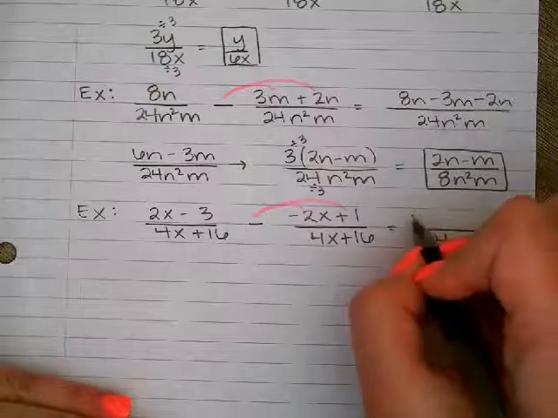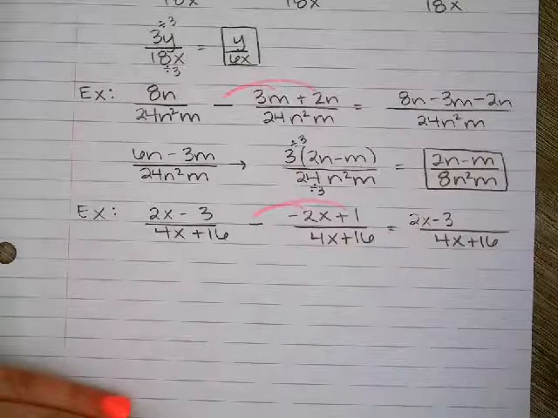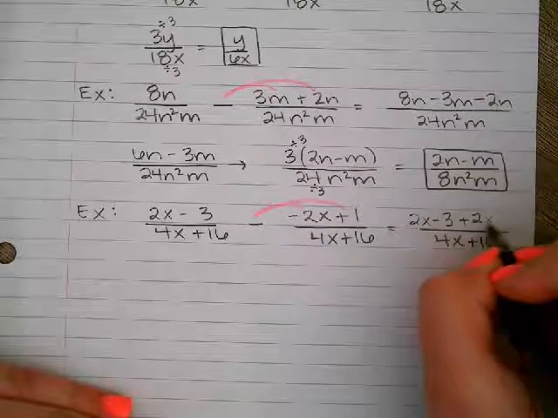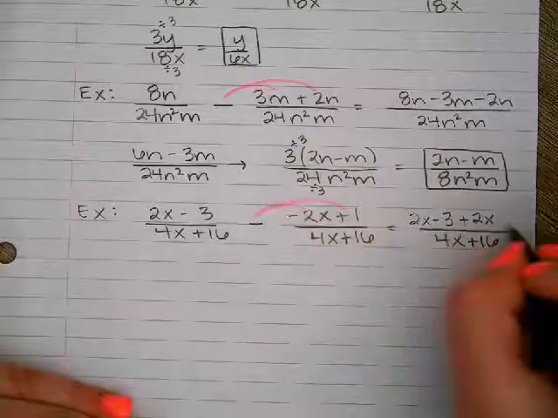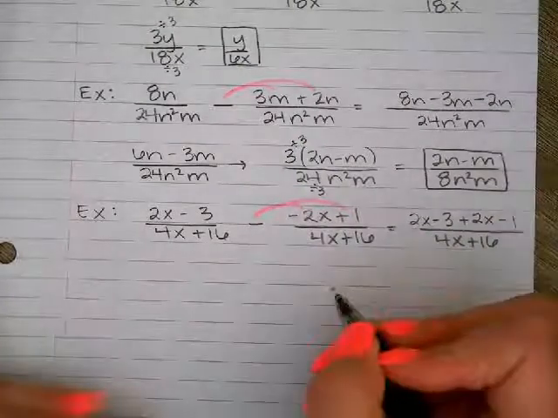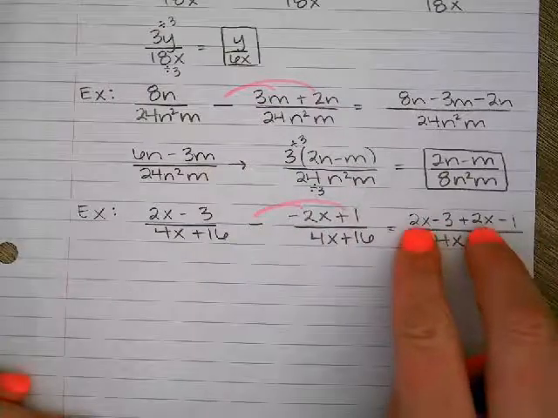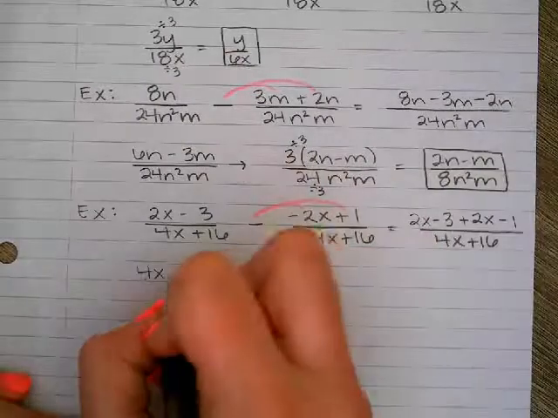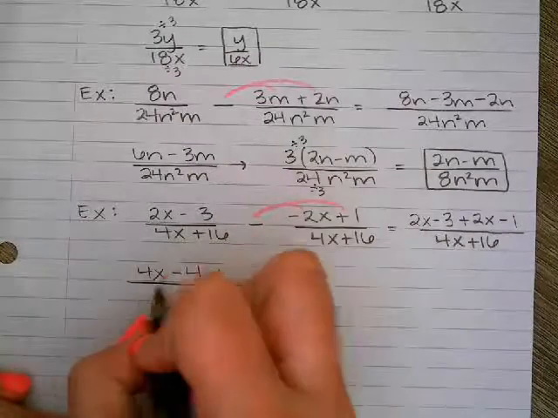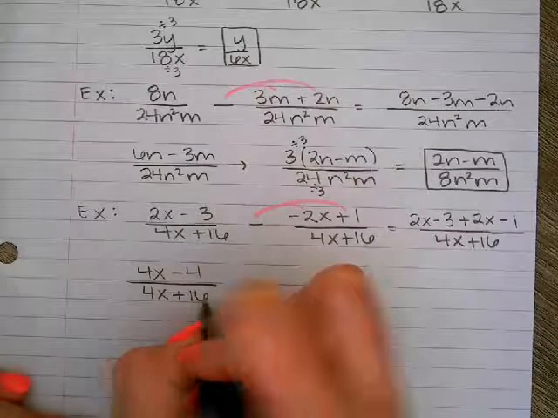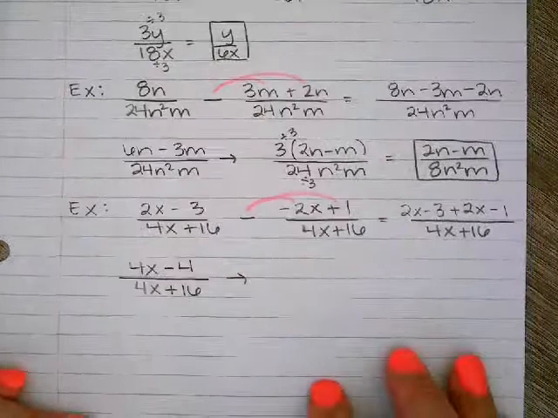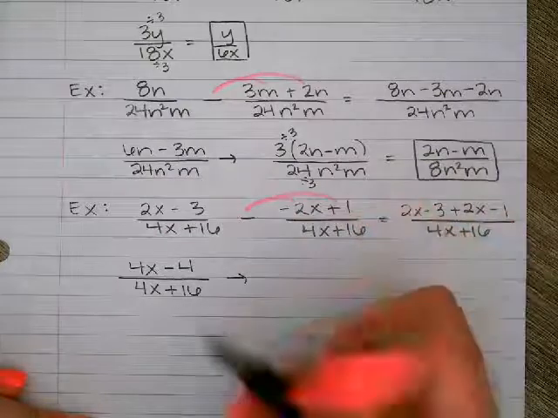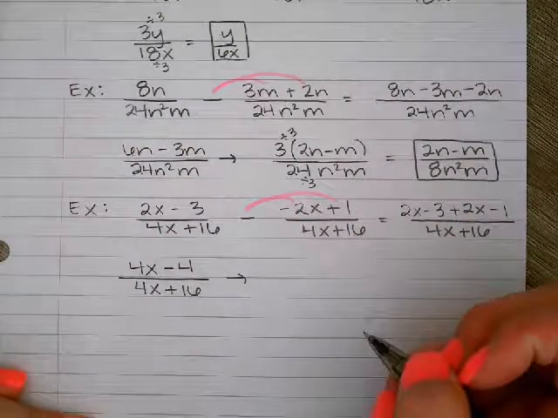So we've got 2x minus 3, just copying down that first one. Subtract a negative 2x, that makes a plus 2x, and then minus 1. Now I'm going to combine my like terms. I've got 2x and 2x, that gives me 4x. Negative 3 and negative 1 gives me negative 4. So really the only part that makes this different from adding fractions is this part right here. We just have to be careful right here, and then from there, just combine your like terms and make sure you do your factoring correctly.